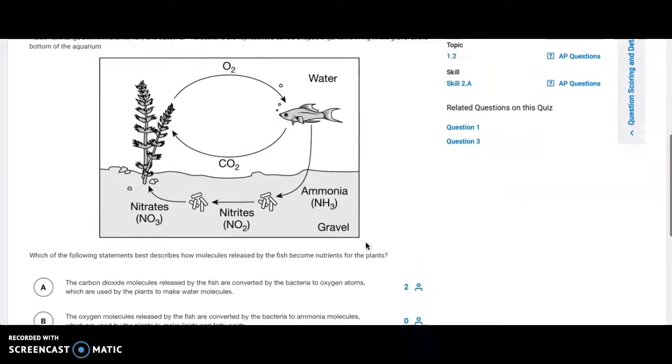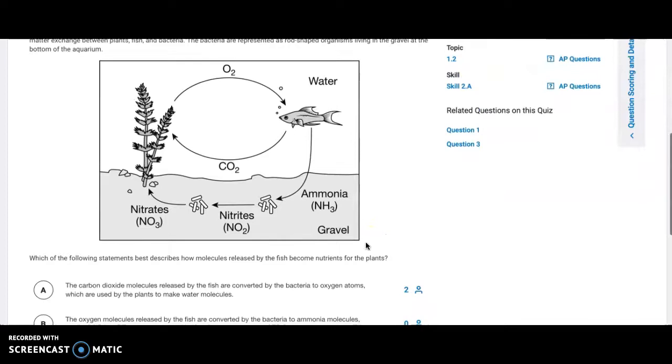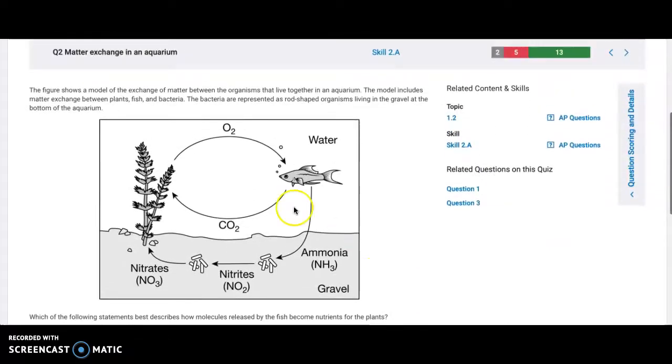Matter exchange. So you do need in this unit to understand how matter is exchanged between living things in a system. This one I think people got wrong because they didn't carefully read the introduction and the diagram. In it, they explain that the bacteria are the little rod-shaped things. You need to look and see that carbon dioxide always stays out of the soil. It comes out of the fish, and oxygen goes back into the fish after being processed somehow by the plant.